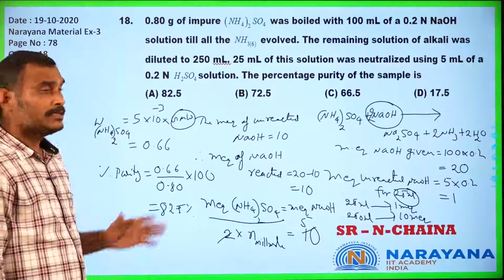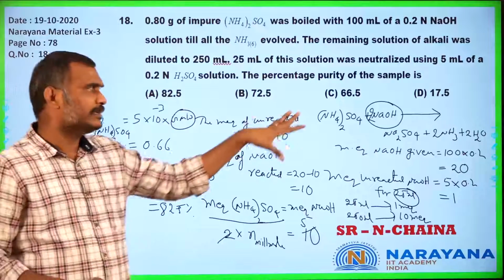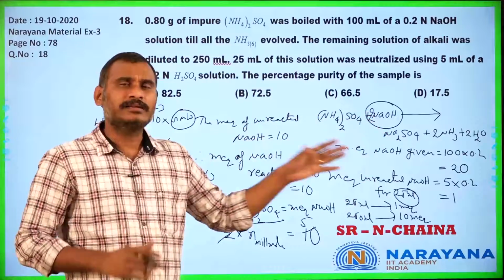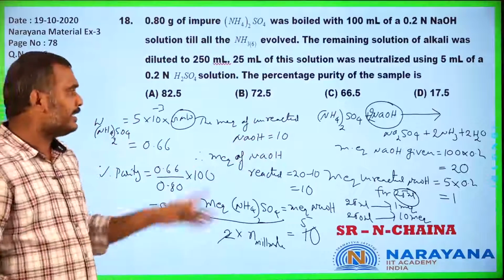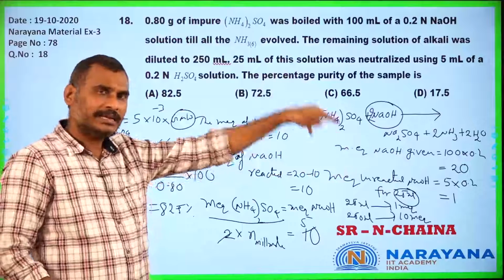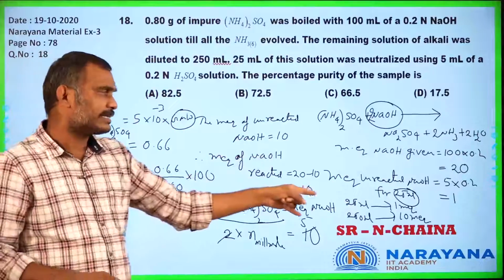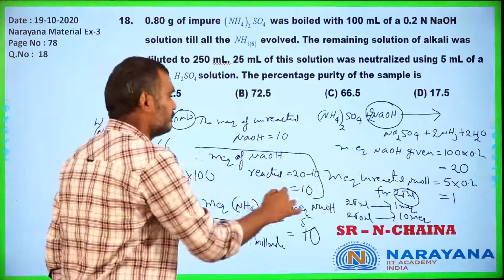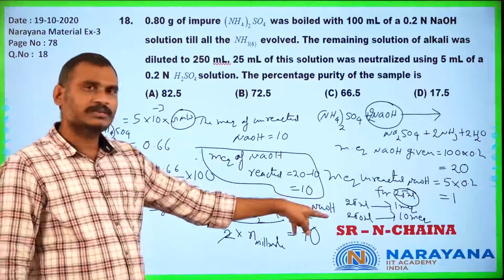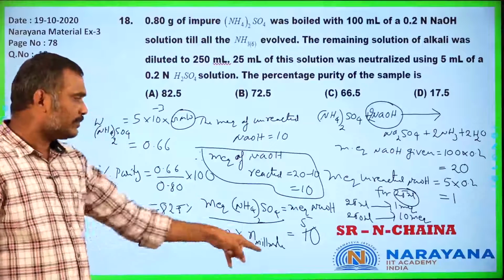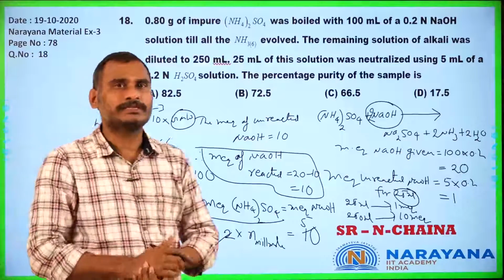Got my point, students? So this is the way we calculate percentage purity. First, I calculated the given alkali and the unreacted milli equivalence of alkali. Therefore, knowing the given alkali and unreacted, you can calculate the milli equivalence of sodium hydroxide which reacted with ammonium sulfate. So milli equivalence of ammonium sulfate equals milli equivalence of sodium hydroxide, already that is 10. So from the number of millimoles, I got the weight and percentage purity. Now, you go for the next question, student.